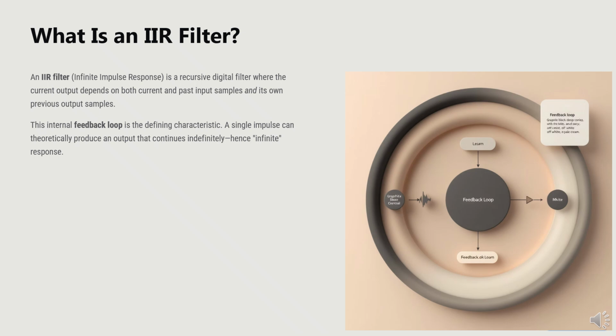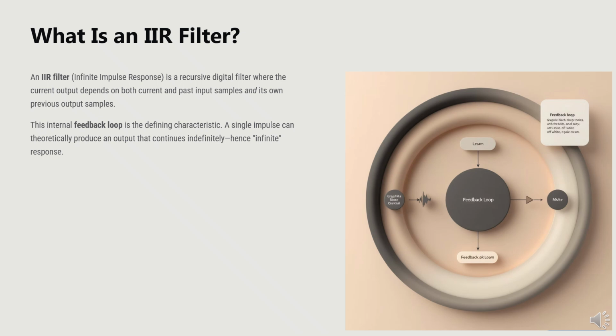An infinite impulse response filter is a type of recursive digital filter. Its characteristic is that it has an internal feedback loop, unlike the FIR filter. This means that to calculate the current output, the filter will obviously use the current and the past input samples, but it will also use the previous output samples. That means the filter's output at any point will have a part of the previous output.